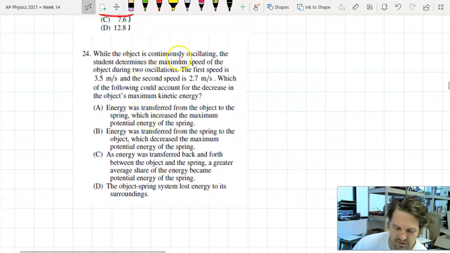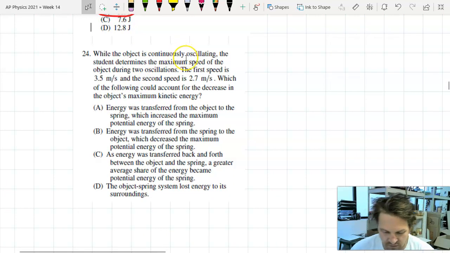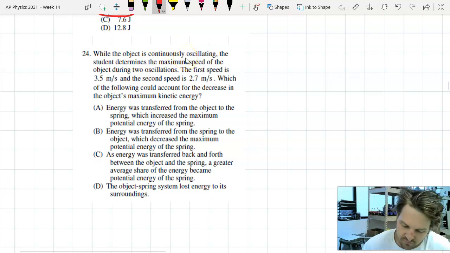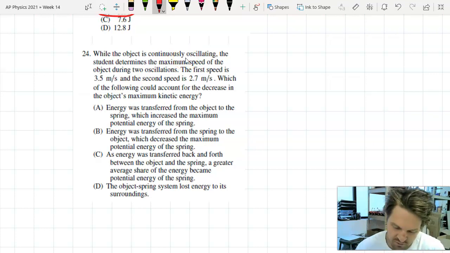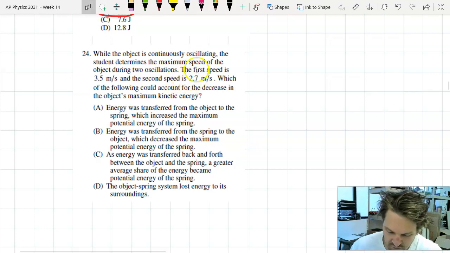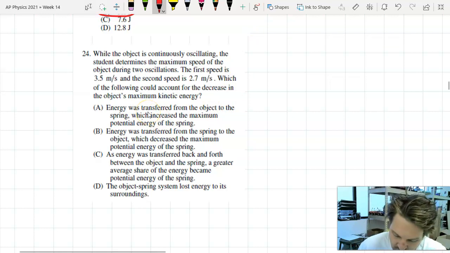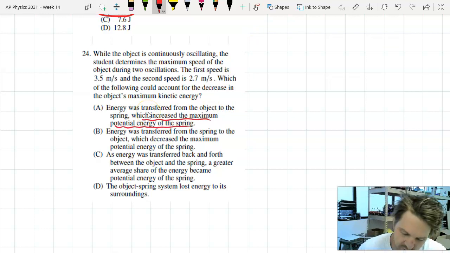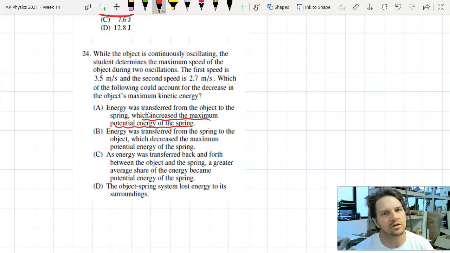While the object is continually oscillating, the student determines the maximum speed of the object during 2 oscillations. The first speed is 3.5, the second speed is 2.7. Which of the following could account for the decrease in the object's maximum kinetic energy? A is wrong because of this. Increase the maximum potential energy of the spring. That would be like the amount of energy is changing, but we know conservation of energy. If energy is getting transferred around, you always still have the same amount, right?